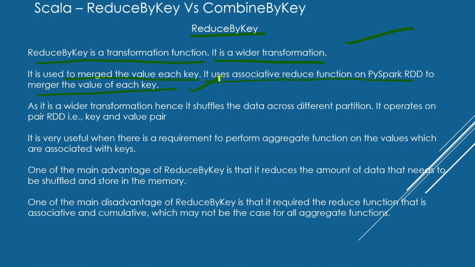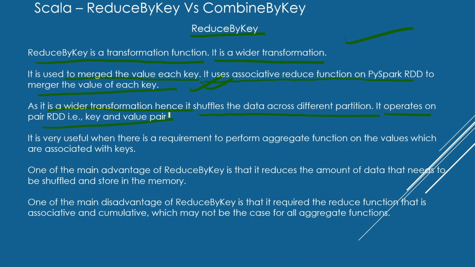So let's understand this point. What reduceByKey generally does, it merges the value of each key, right? And it uses the associative reduction function on the PySpark RDD to merge the value of each key. This is a wider transformation, hence the shuffle of the data across different partitions will take place, and it operates on the pair RDD.